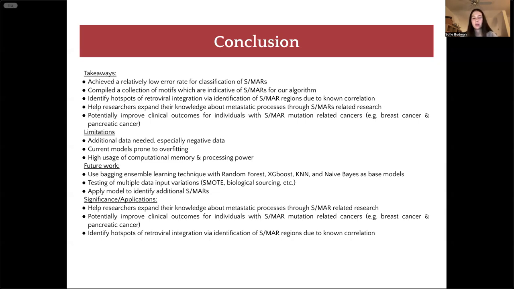So by identifying these SMARs using our model, we can help researchers uncover new insight into chromosome organization and metastatic processes. This will be important for improving diagnostics and treatment planning for SMAR mutation-associated cancers. Furthermore, identification of SMARs provides a tool for tracking retroviral integration, which could be relevant for gene therapy and virology research.